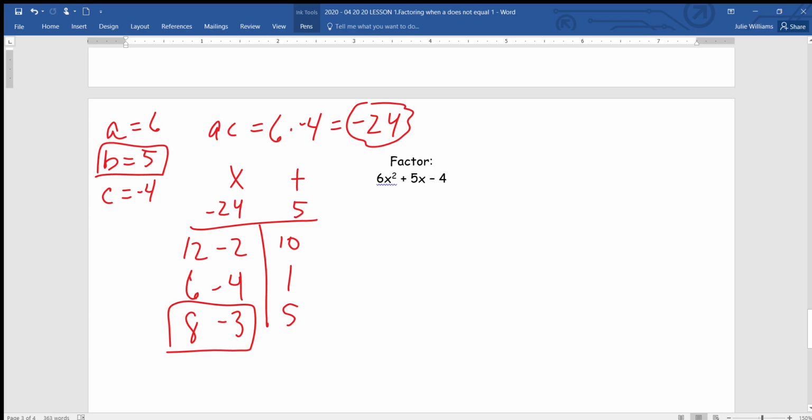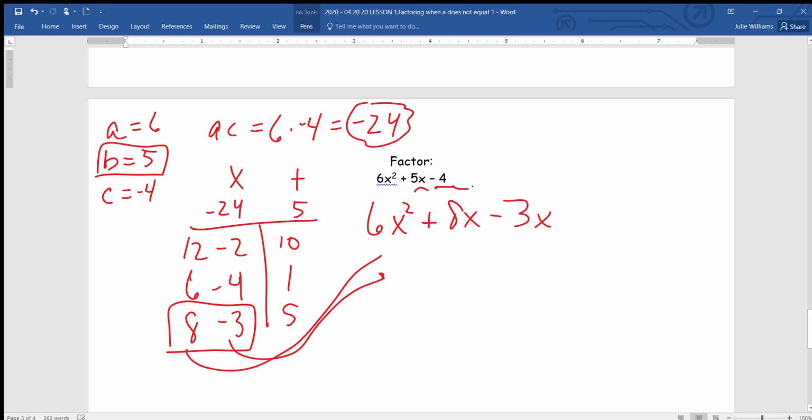Okay, so again, I rewrite this. So I have 6x squared. I'm going to break apart my 5x into plus 8x minus 3x, and then bring down my negative 4. Okay, remember this should be equivalent to that.